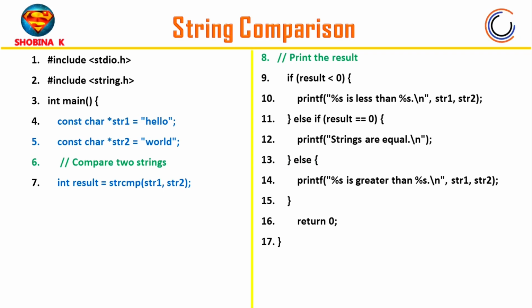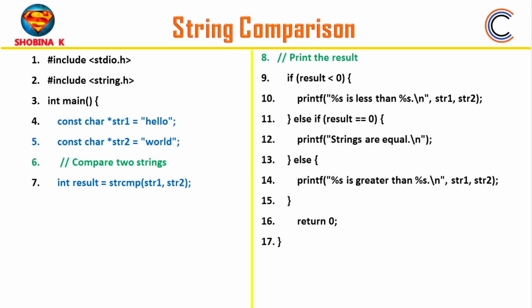Now we compare the results. The value of result is then used to determine the relationship between the two strings using an if-else statement. If result is negative, it means str1 is lexicographically less than str2, so it prints that hello is less than world. If result is 0, it means str1 is equal to str2, so it prints strings are equal. If result is positive, it means str1 is lexicographically greater than str2, so it prints that hello is greater than world. The return 0 statement indicates the successful execution of the program.